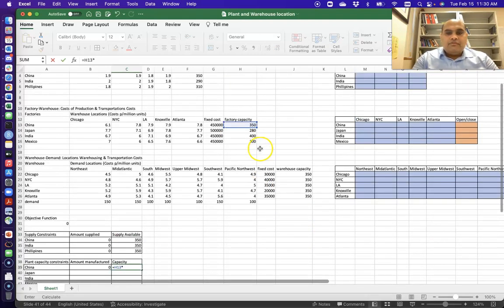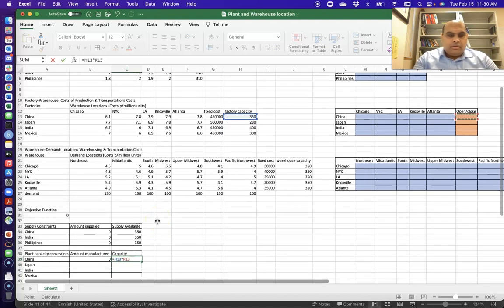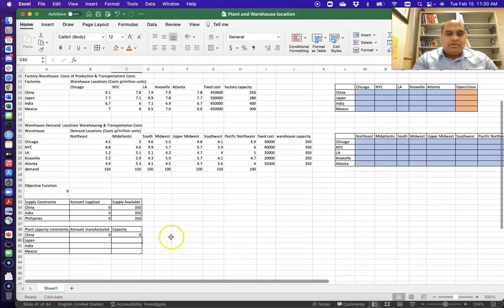So you're going to say 350 times whether or not the plant is open. So if the plant is open, then it will be 350. If the plant is closed, then it will be 0, right? Okay, so K times Y. So that's our capacity constraint. So again, I'm just going to copy this formula down. This is the amount manufactured at the plant, and this is the capacity of the plant, right?